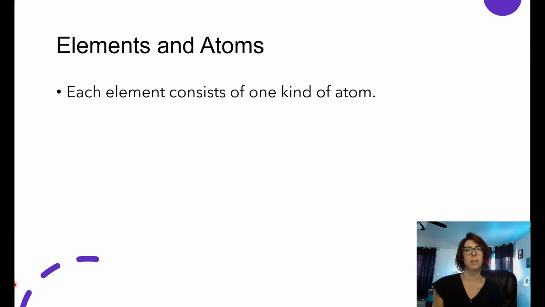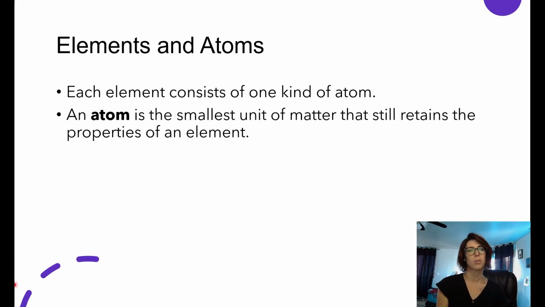Now, each element consists of only one kind of atom. So an element is a particular kind of atom. So what is an atom? An atom is the smallest unit of matter that still retains the properties of an element. The word atom comes from Greek atomos, which means uncuttable. So long before we knew about the real atom, before we knew for sure that atoms exist, in ancient Greece and in ancient India, people imagined philosophically that there must be a smallest indivisible unit of matter.